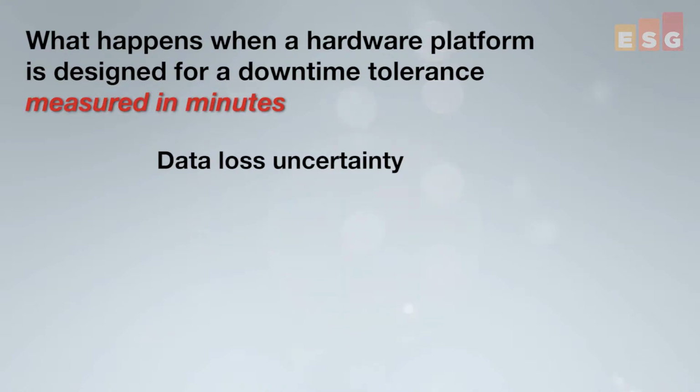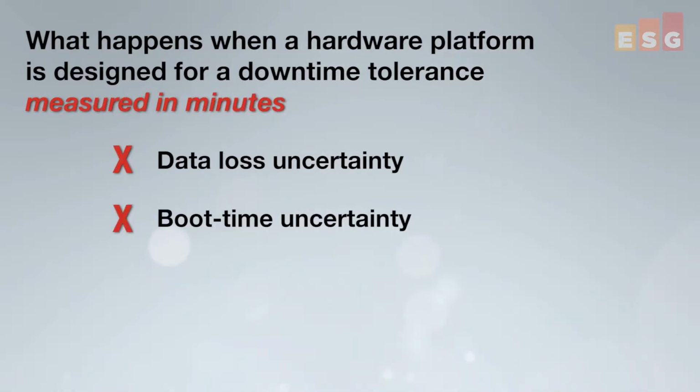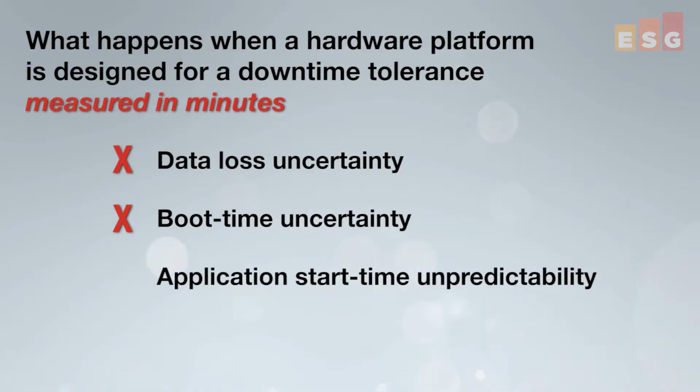Data loss uncertainty. There can be and typically is data loss between an active and passive node due to replication latency across the affected storage arrays, servers, or hypervisors. Boot time uncertainty. Passive instances are dormant until needed, so they have to boot up like any other VM. Application start time unpredictability. Transactional applications, those using real-time logging combined with a database file, will often have unpredictable restart times as the logs are replayed forward or backward to return the database to a consistent state.